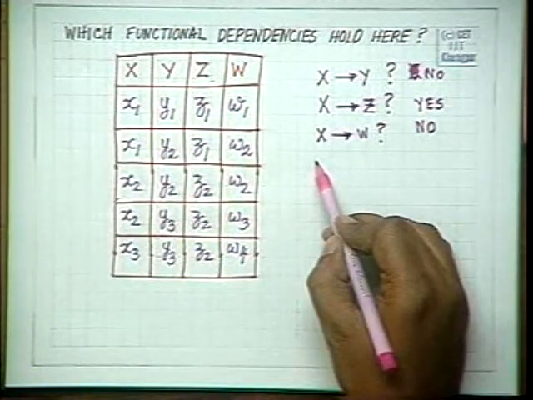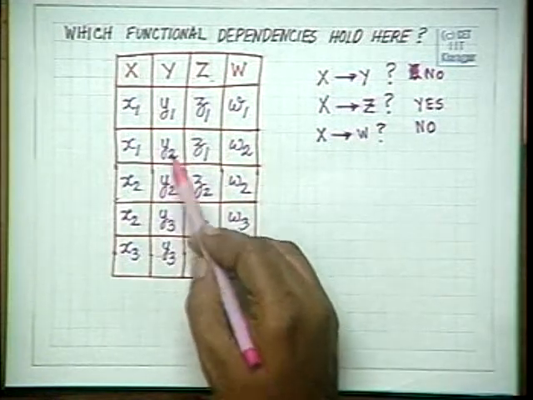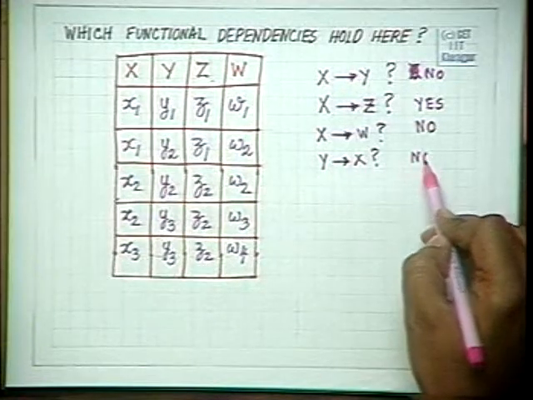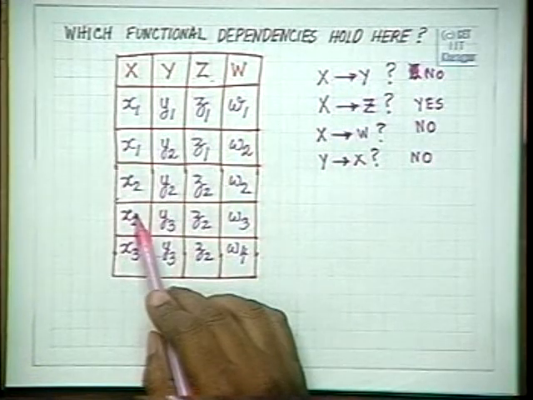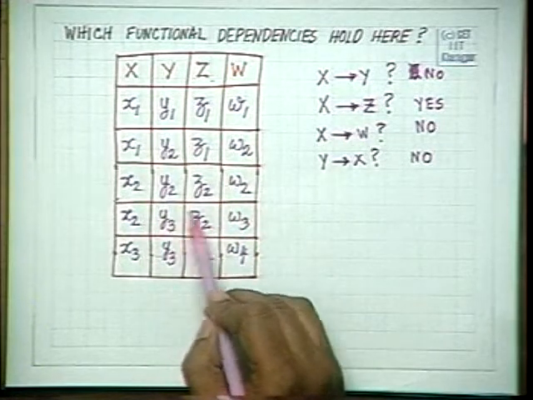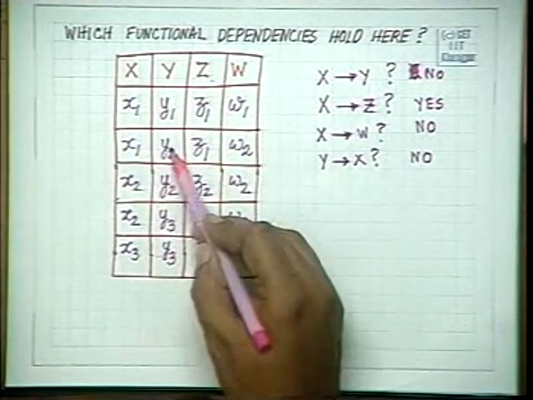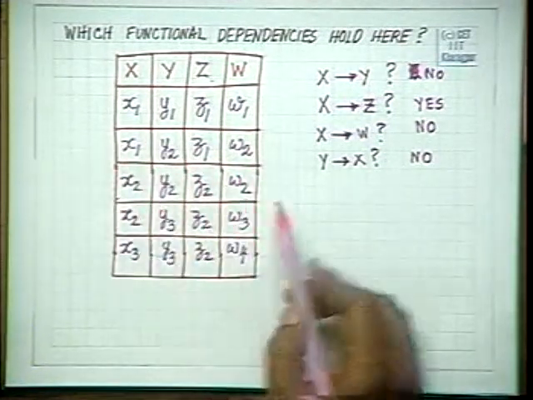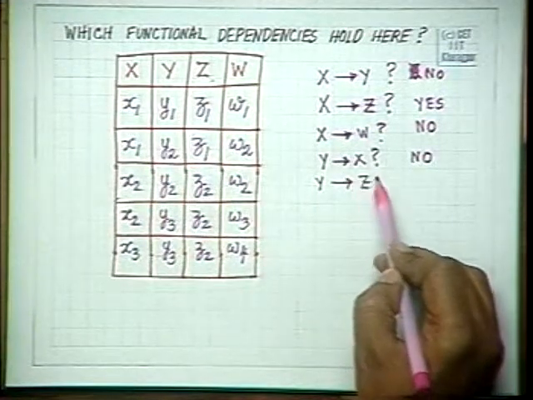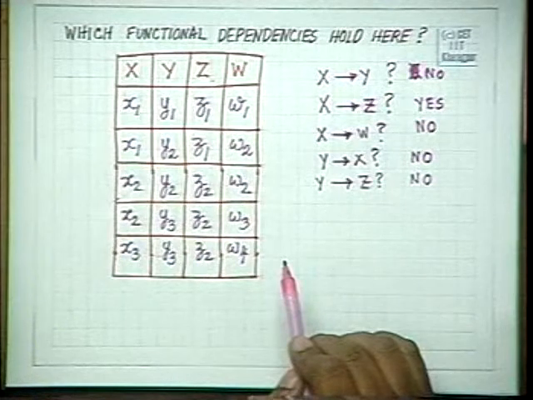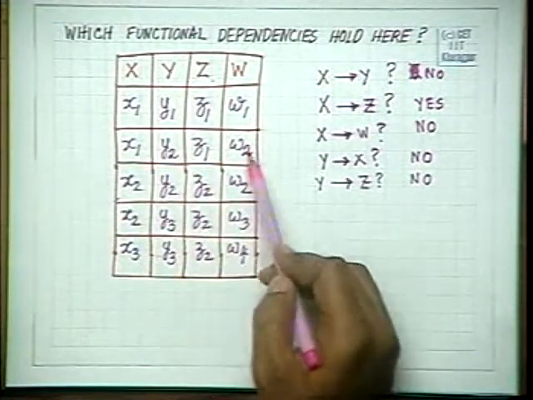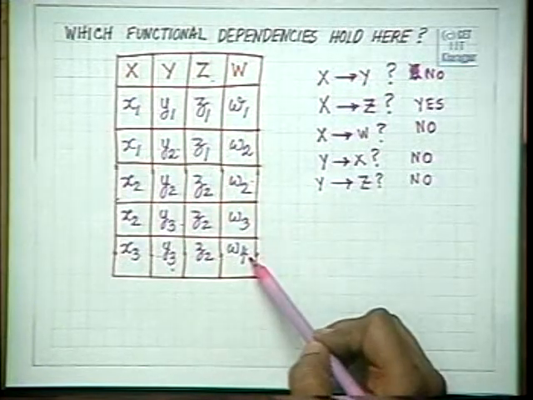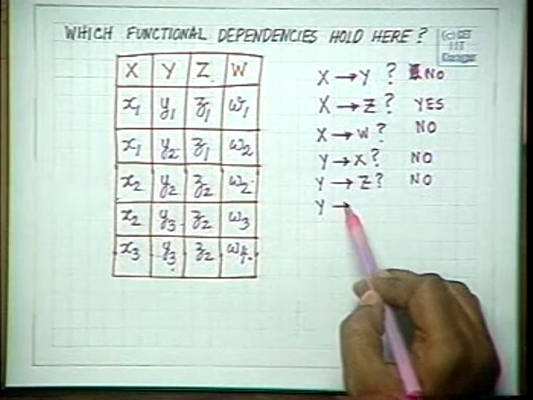Y to X does not hold. Y to Z? Look at tuples 2 and 3. Y to Z does not hold. Y to W: there is only one case here where it holds, but it does not hold here. So Y to W does not hold.